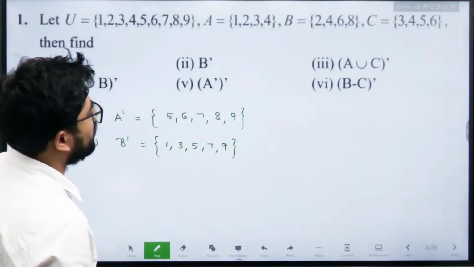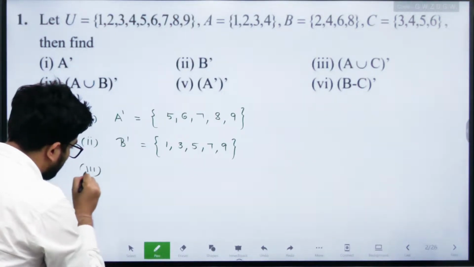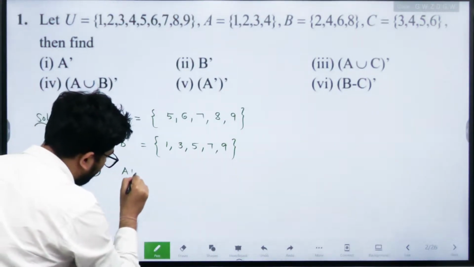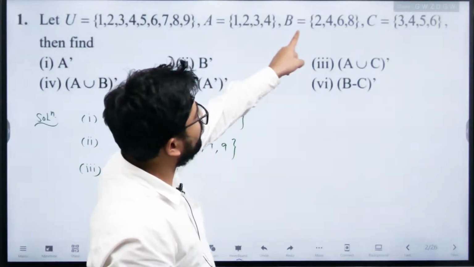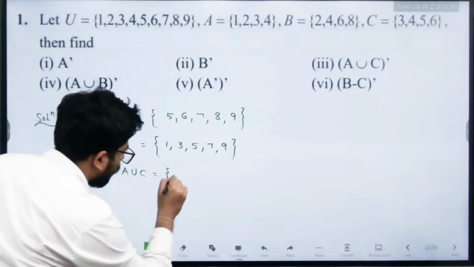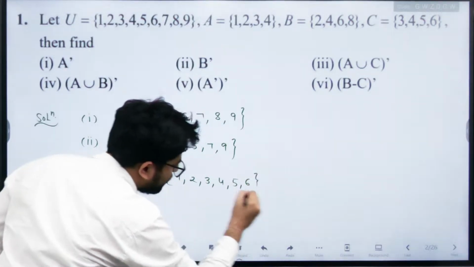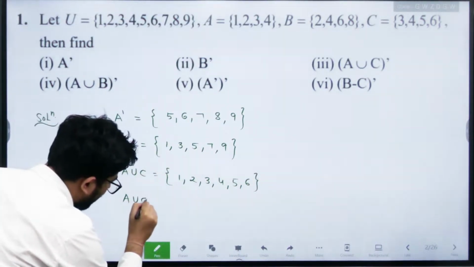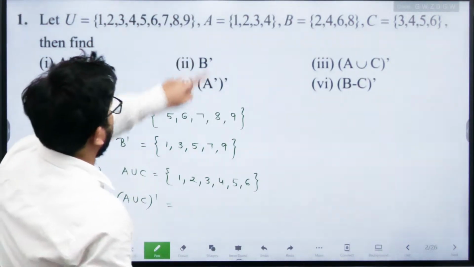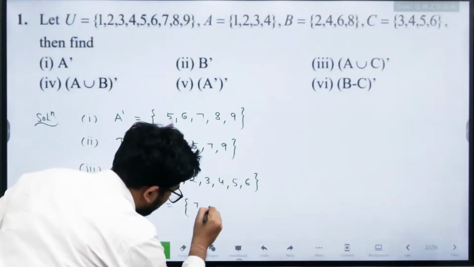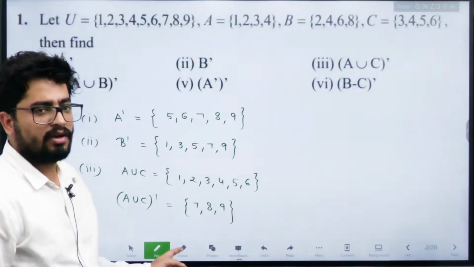Okay, next is A union C complement. So for the third part, first of all calculate A union C. A union C is 1 2 3 4 5 and 6. So A union C complement is equal to 7 8 and 9. This is your A union C complement.